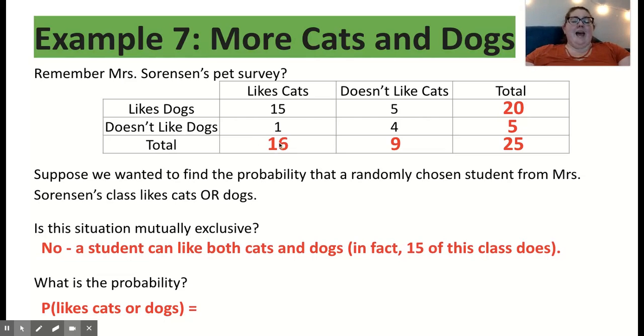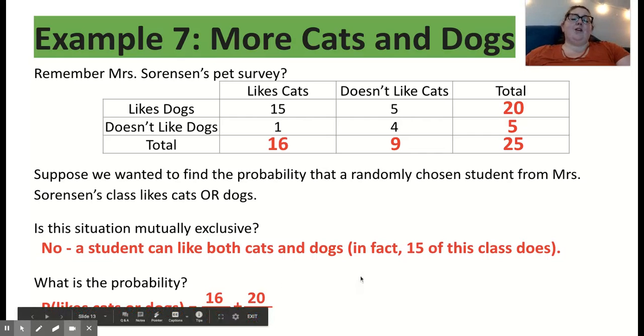Probability that someone likes cats, 16 people like cats out of 25 people total, plus probability that someone likes dogs, 20 people like dogs out of 25 total. But if I just stop there, I'm going to get 36 out of 25, which doesn't make sense numerically. But what's happened is these 15 people who like both cats and dogs, 15 is part of the 16 and 15 is also part of the 20.